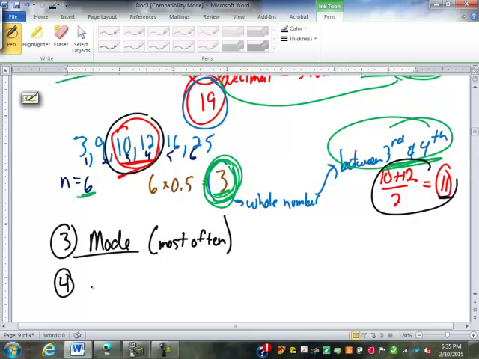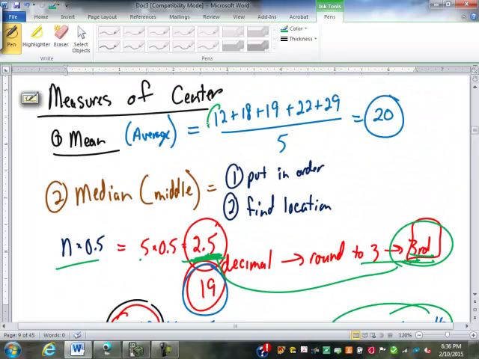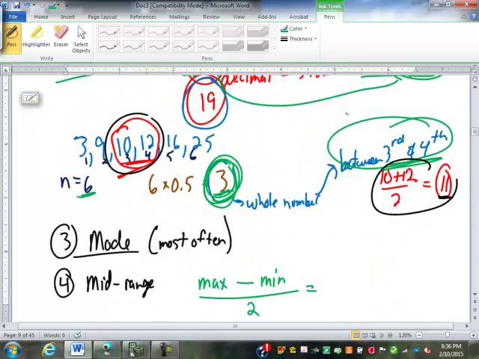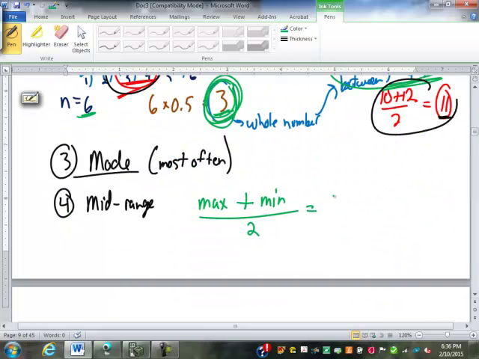There's another measure of center called the mid-range. For the mid-range, you take the smallest number and the largest number. The largest number is called the max. The smallest number is called the min. You add those and you divide by 2. So up here we had the smallest number of 12, largest number of 29. I should not subtract them, you add them, sorry. So we have 12 plus 29 divided by 2, that is 41, divided by 2 is 20.5.